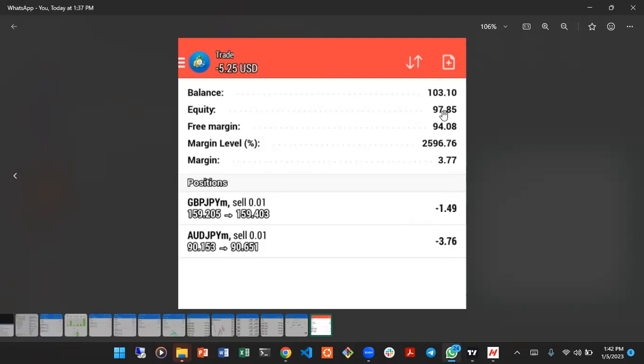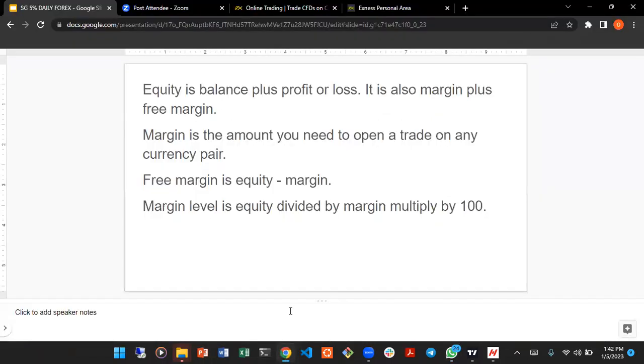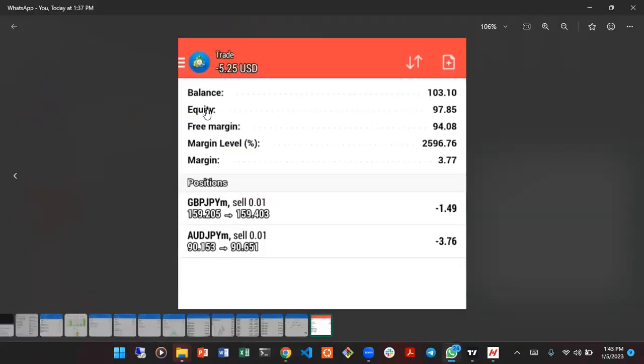$97.85. But because the trade is still running, I have not closed it. My balance still remains as $103, and my equity remains as what? $97. You understand? So that is why I said equity is the balance plus profit or loss. And I state it here now that equity is also the margin plus free margin. Margin plus free margin.